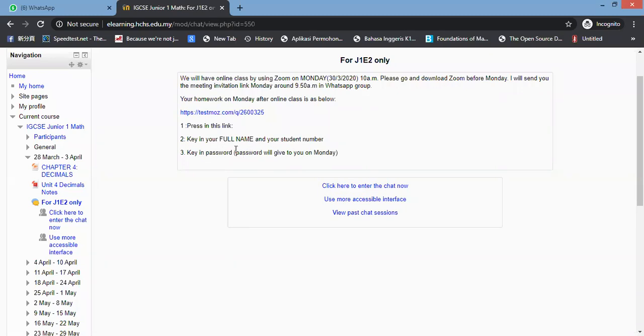I will post it here once I finish this lesson. The password is J1E2, capital letters J and E. Then you can log in. Make sure you write down your full name and your student number because this is considered your homework submission. And there's a time limit for this exercise, I think it's 15 minutes.